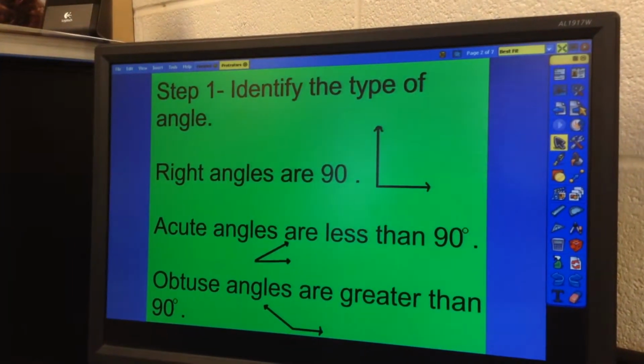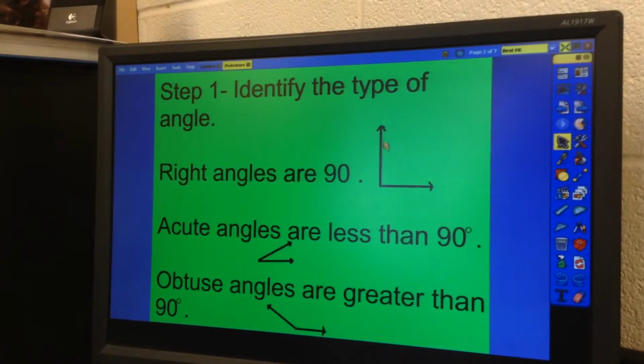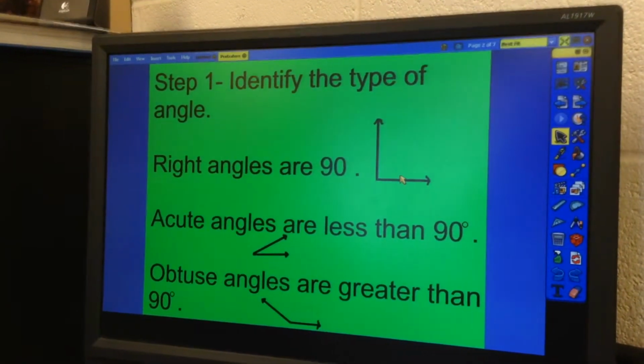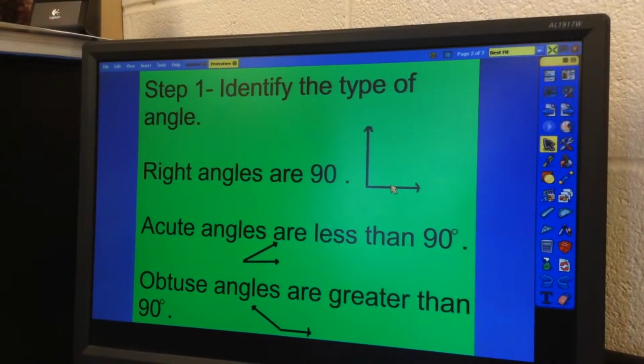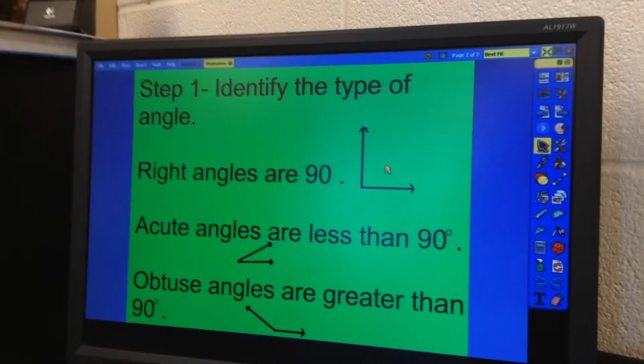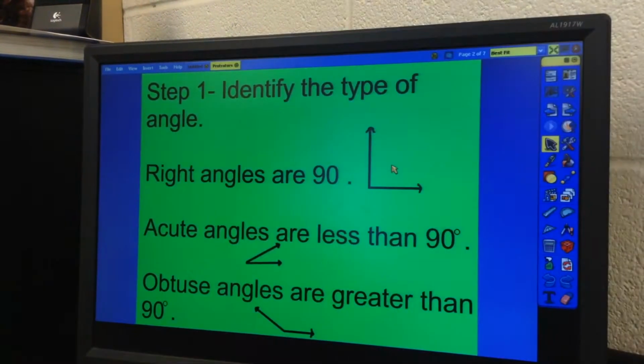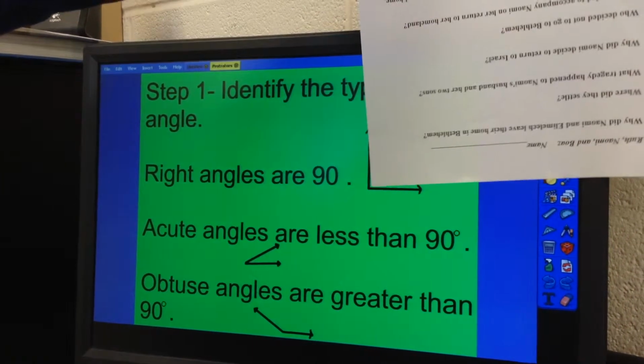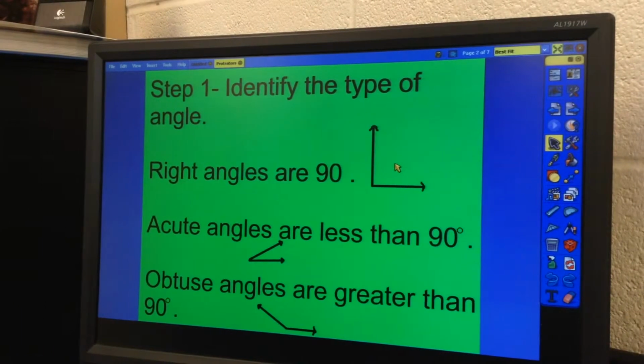There are different types of angles. This is called a right angle. It has exactly 90 degrees. And it looks like the letter L. You can tell a right angle when you think of a corner of a piece of paper. The corner of a piece of paper will fit right in there for 90 degrees.